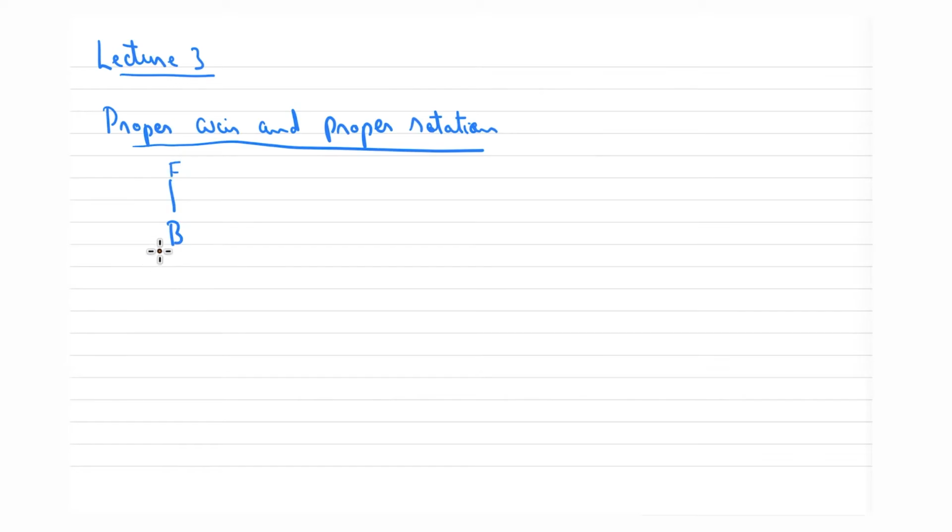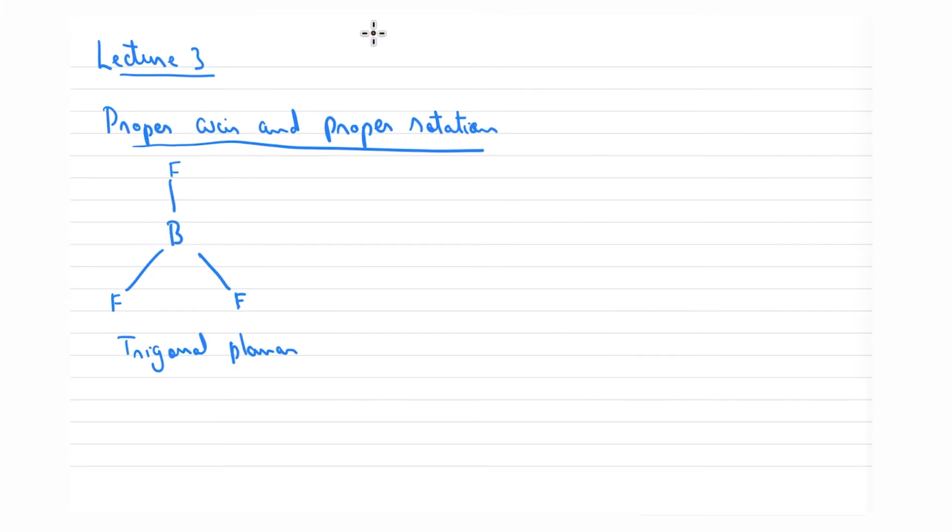So let's take an example of a molecule called BF3. Yes, the configuration is trigonal planar. Let us try to list down what all symmetry axes are present in this.